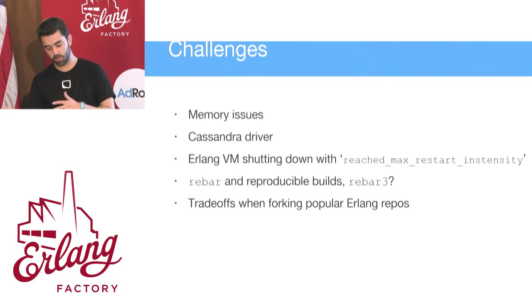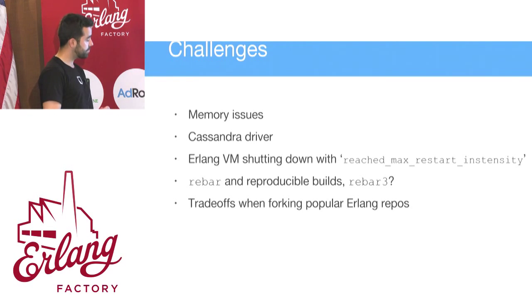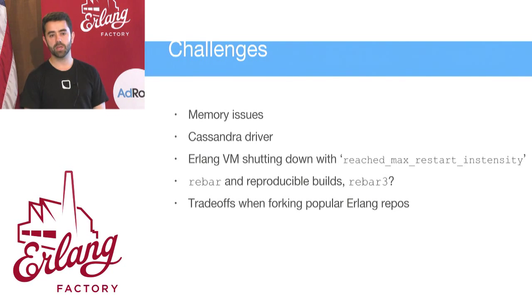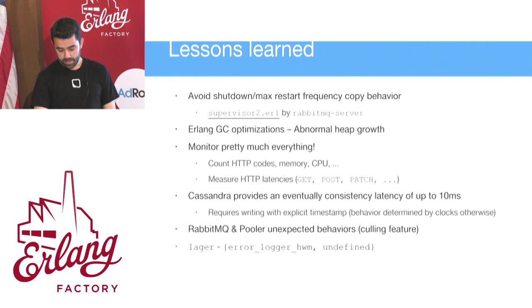Rebar and reproducible builds have been a pain for us. We have great hope with Rebar 3. Fortunately, that's going to help a lot. And as I said earlier, there are trade-offs when forking popular GitHub projects. If you don't want to be maintaining the project by yourself forever, you should be careful and merge upstream very fast. So, some lessons learned.